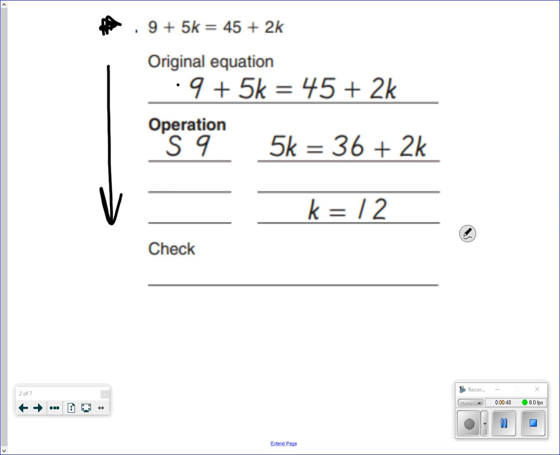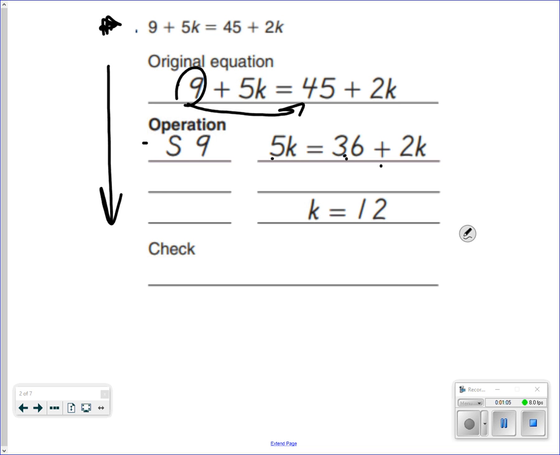So the first thing they want us to do is subtract 9. So we're going to take this 9 and we're going to subtract it from this 45. That's what 45 minus 9 equals. So we're left with 36. So this is what the equation looks like now. We have 5k equals 36 plus 2k.